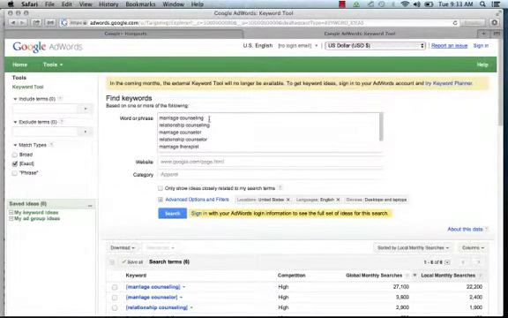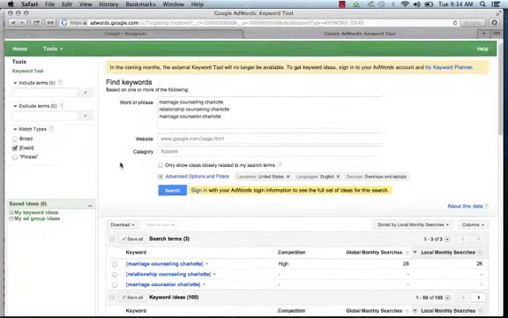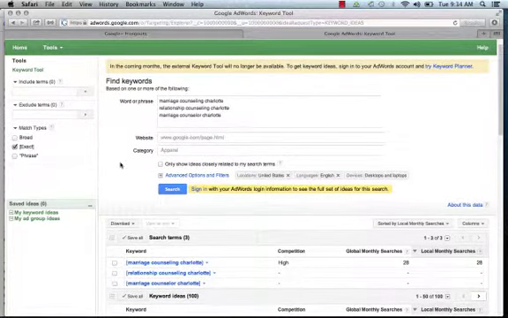Now watch this. What we're going to do, let's see, marriage counseling, marriage counselor, and relationship counseling were the top ones. So let's just type in Charlotte. Now this makes it a local term, right? So let's see what happens when we add that local aspect to it, okay? We'll just take those off. We're going to see.